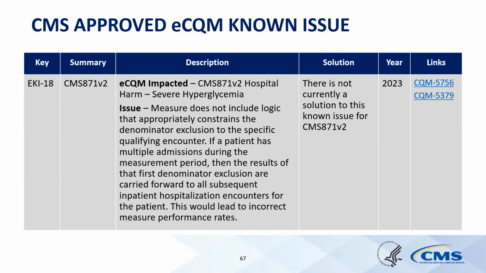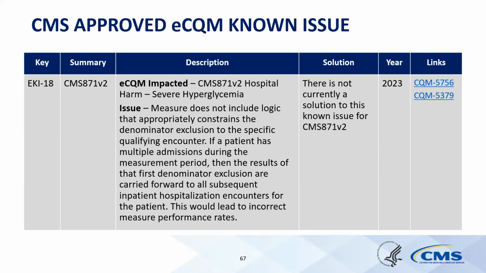As documented in eCQI 18 here on this slide, CMS 871 version 2 does not include additional logic that constrains the denominator exclusion to the specific qualifying encounter, which may cause subsequent encounters for the same patient to be erroneously excluded. If a patient has multiple admissions during the measurement period, then the results of that first denominator exclusion are carried forward to all subsequent inpatient hospitalization encounters for the patient.